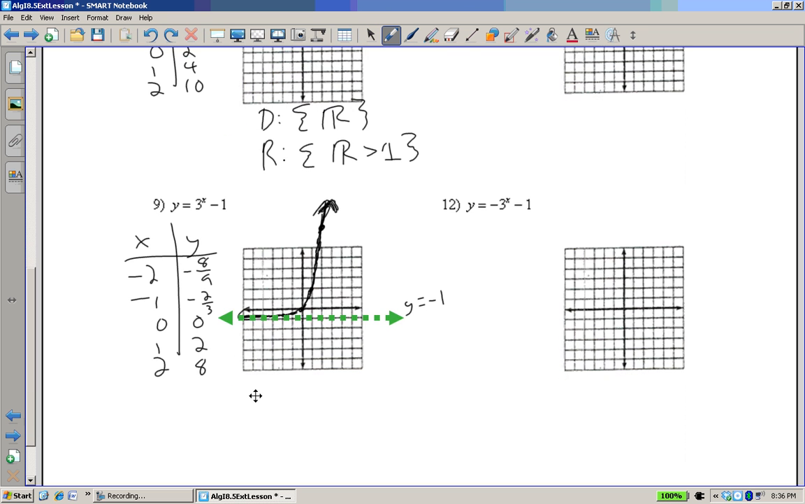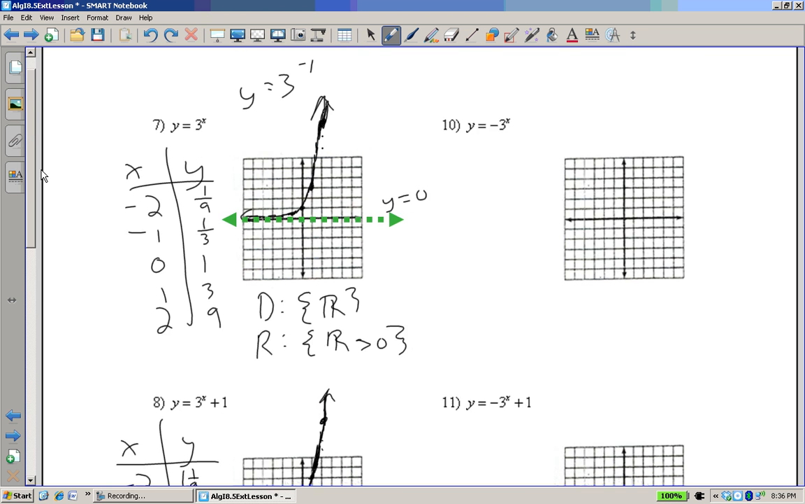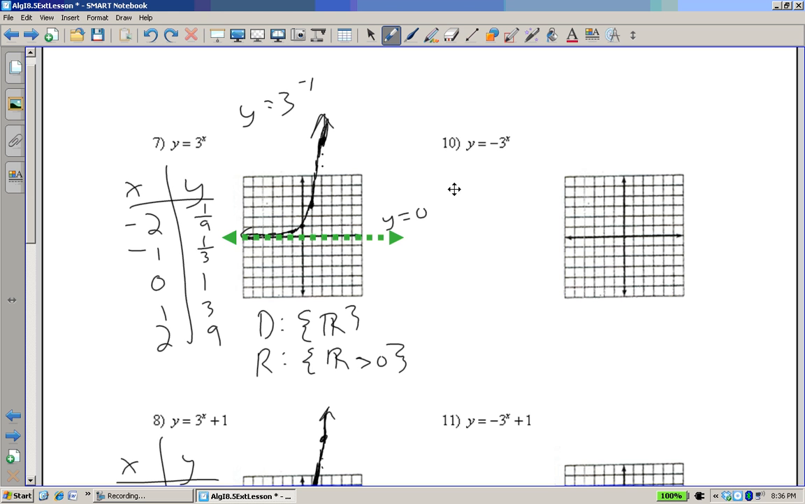And our domain and range. Domain is going to be, again, all real numbers. The range is going to be all real numbers greater than -1. We're going to take these same values and go in the opposite direction. Take the opposite of them. Again, plugging in here.